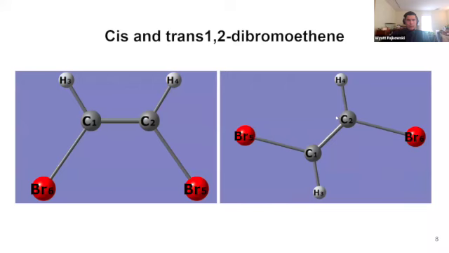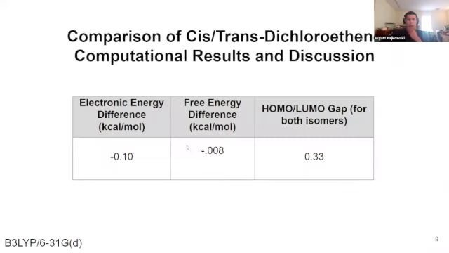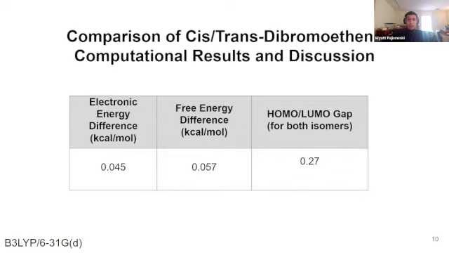And the same is true of the dibromoethene. Again, very similar molecules. And here's a discussion of my results. So as you can see, first I'll talk about the HOMO-LUMO gap. For chlorine, it was around 0.33, and for bromine, it was 0.27. So those results were in accordance with my hypothesis there.